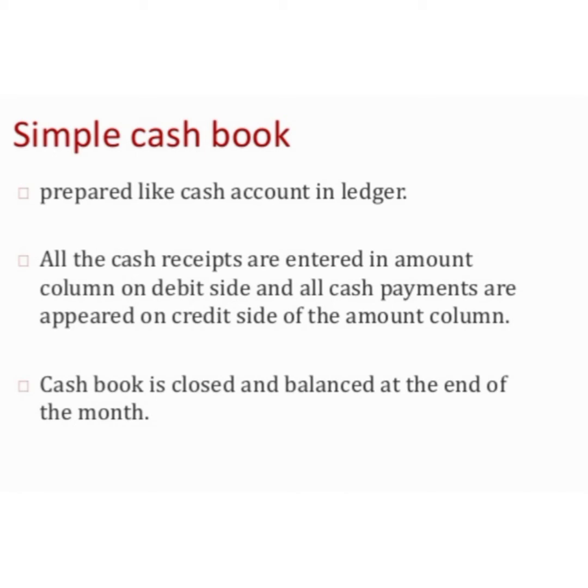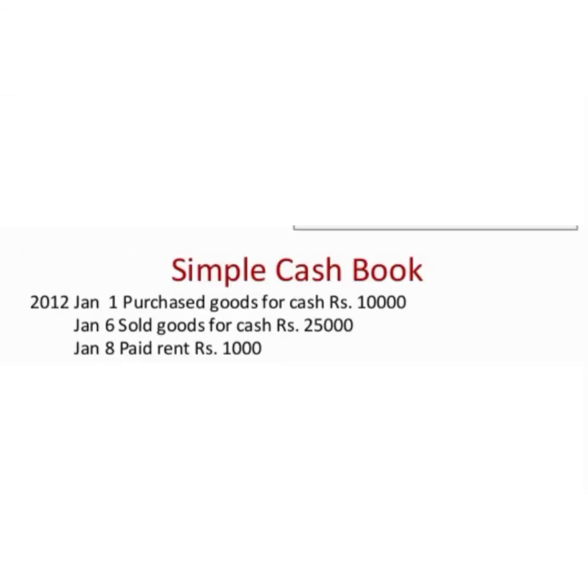Prepare single column cash book. On 1st January 2012, purchased goods for cash 10,000. Purchased goods is an expense for the company, a payment of the company. So we want to credit that account.